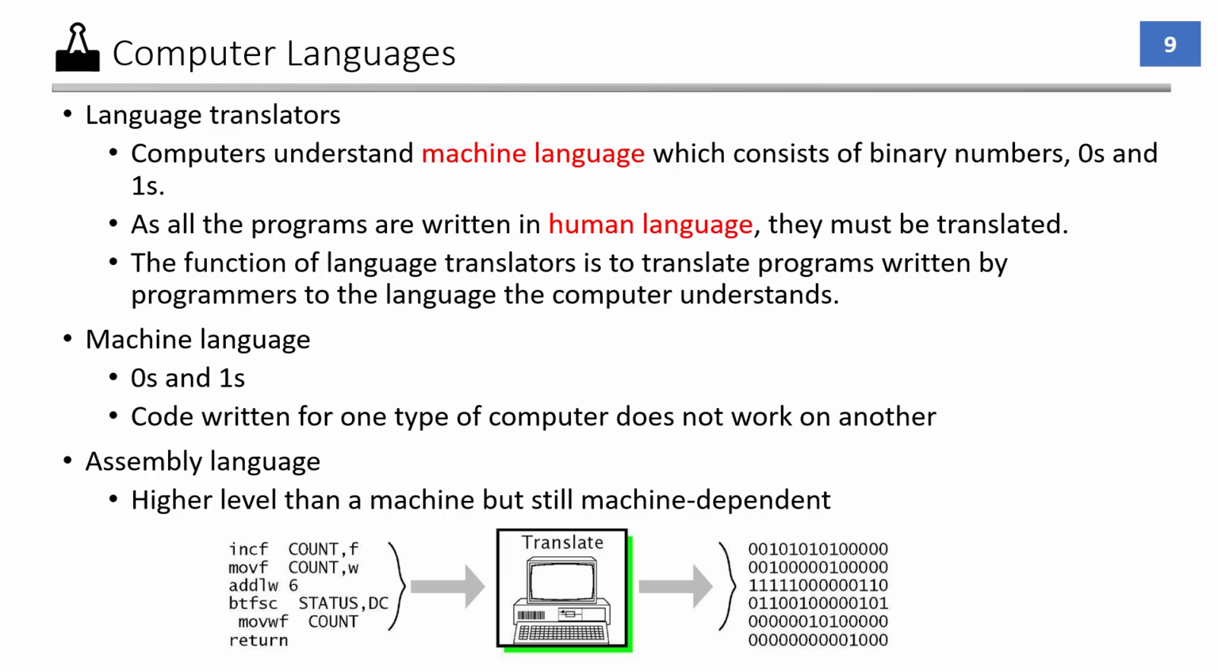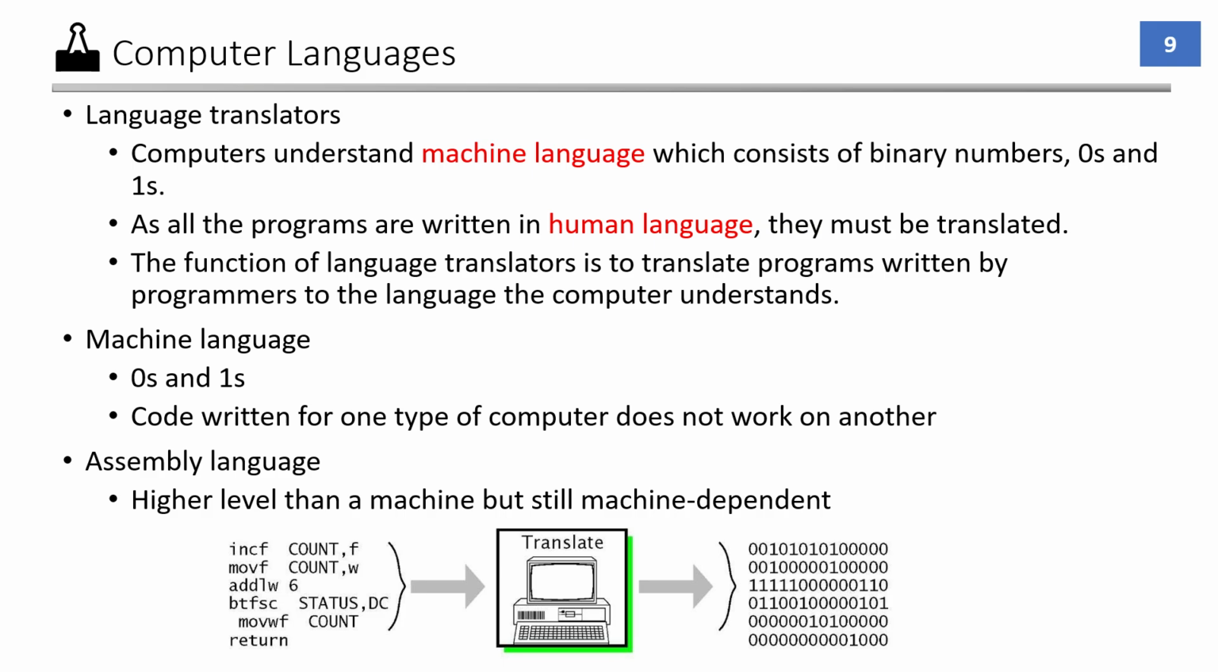Computers can only understand machine language, which is made up of binary numbers, specifically 0s and 1s. However, programmers write programs using human-readable languages, which are easier to understand. Because of this, programs must be translated into a form that the computer can understand. This is the role of language translators. They convert programs written by programmers into machine language so the computer can execute them.